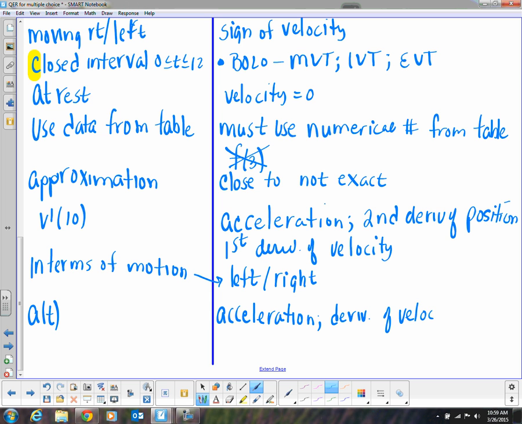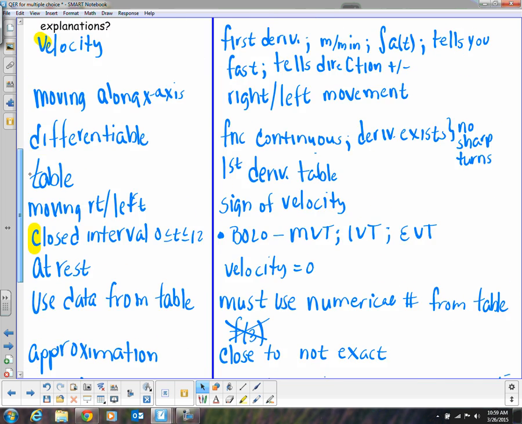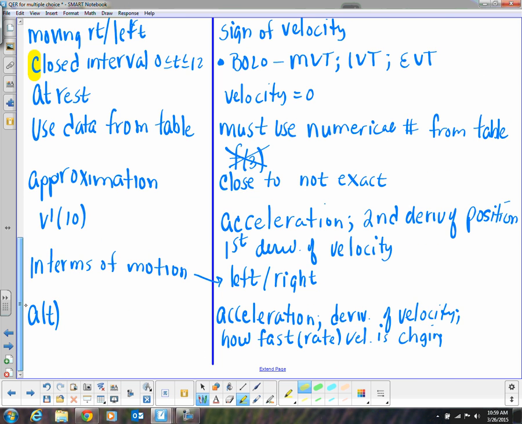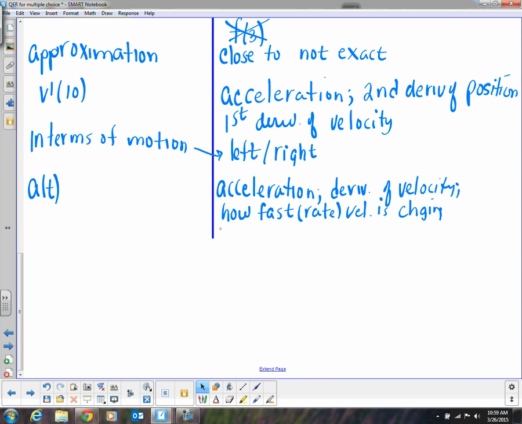The rate of the velocity. It tells you how fast the velocity is changing, right? That's usually like in a car, your accelerator: are you speeding up, slowing down? So are we done? Is there guaranteed? All right.